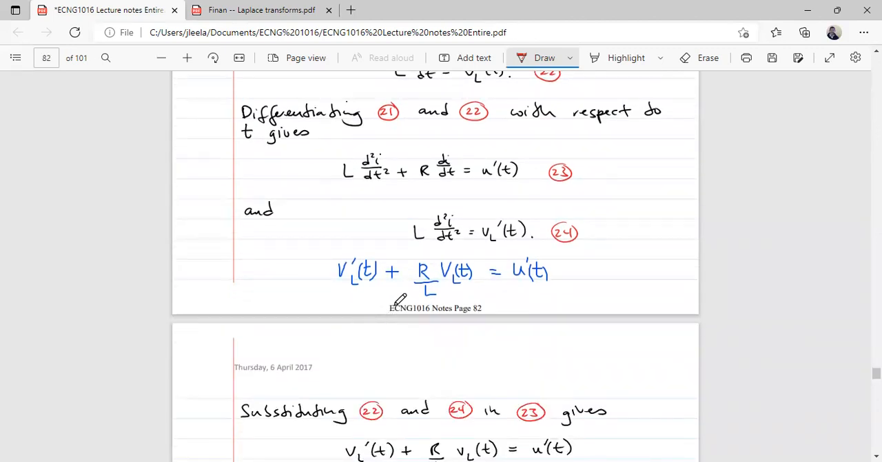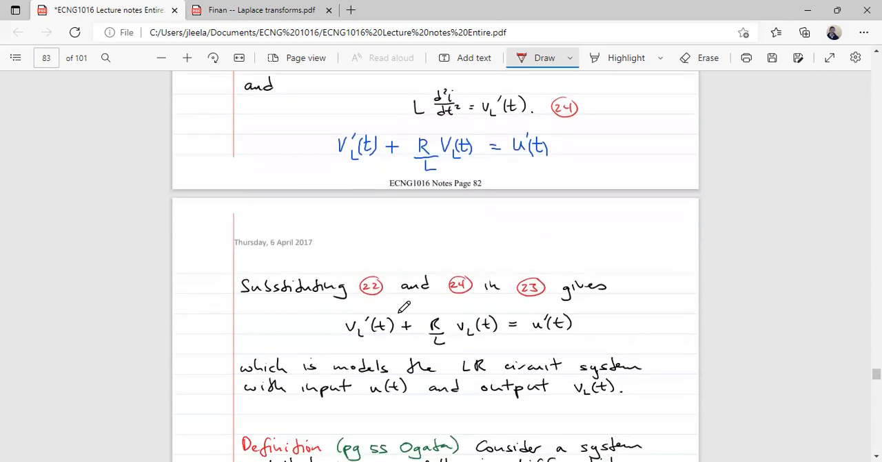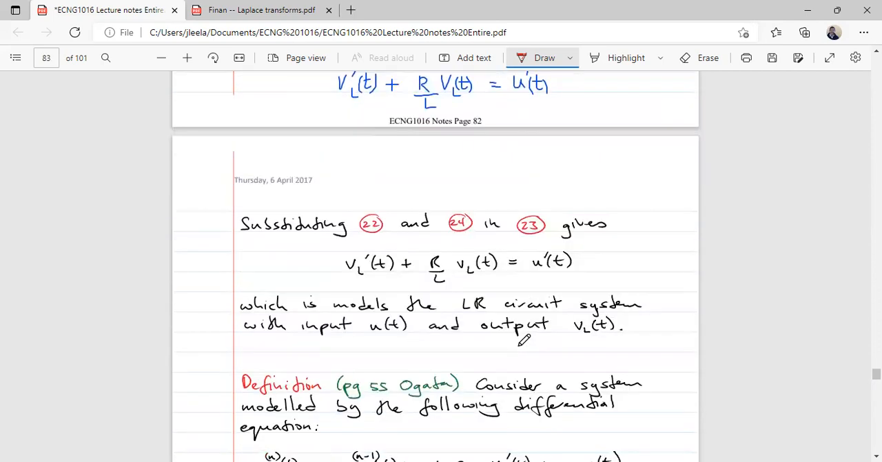So I'm just writing this extra: V_L prime of t plus R over L times V_L of t is equal to U prime of t. Here now you're replacing the current by the inductor voltage. You see it here? And this models the LR circuit system with input u(t) and output V_L(t).